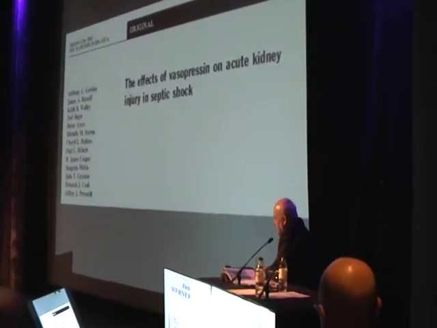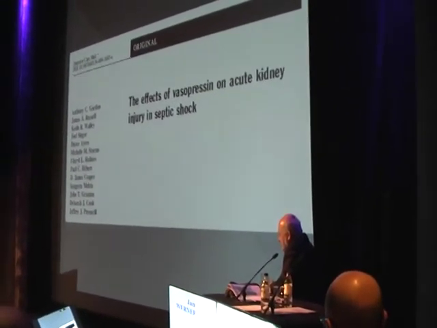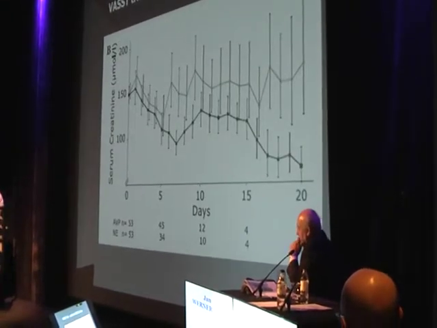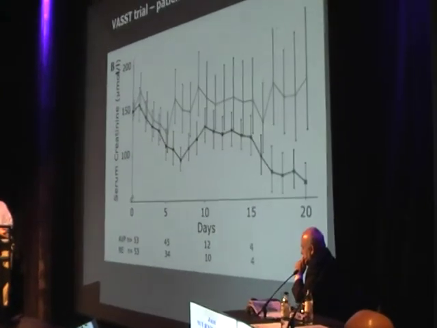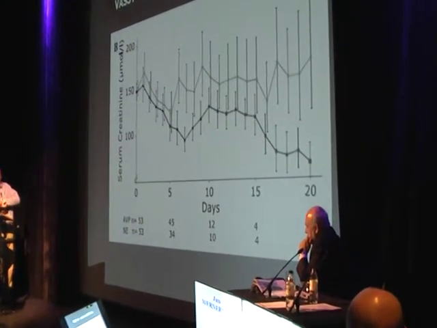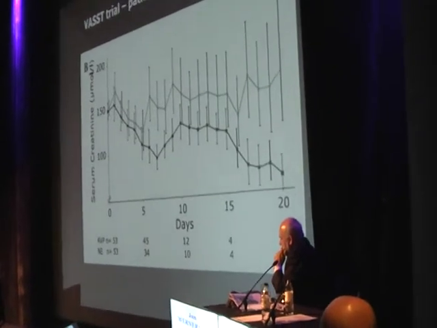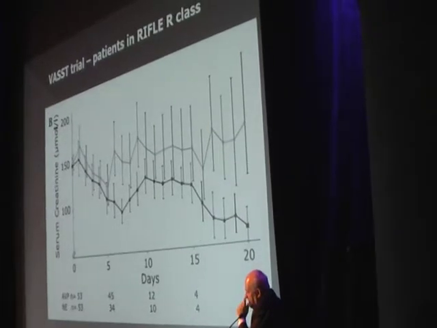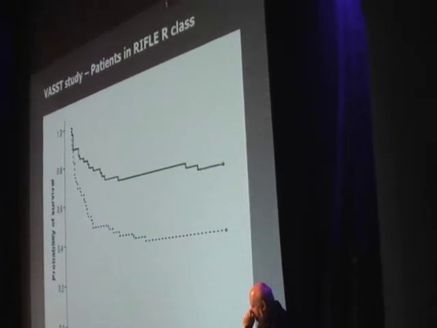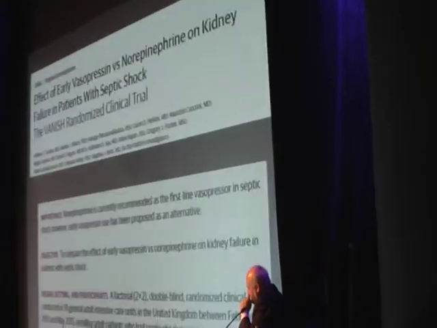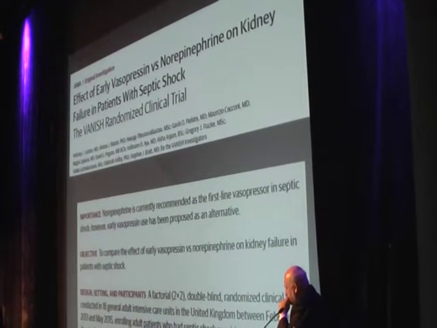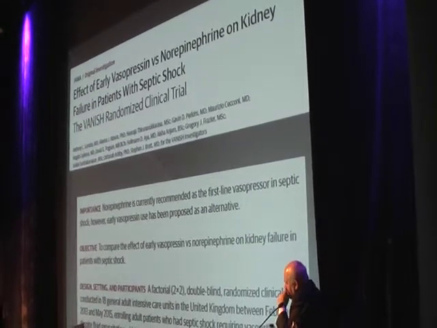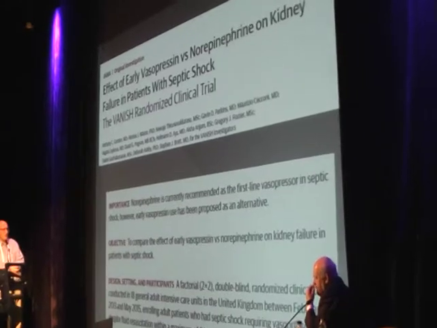What about modern data? We have some data to suggest that vasopressin might affect kidney function in septic shock. This is a post hoc analysis of patients with early acute kidney injury treated with vasopressin as opposed to noradrenaline alone, showing an attenuation of renal dysfunction with the use of vasopressin, and it may be an effect on survival in this subpopulation of patients.